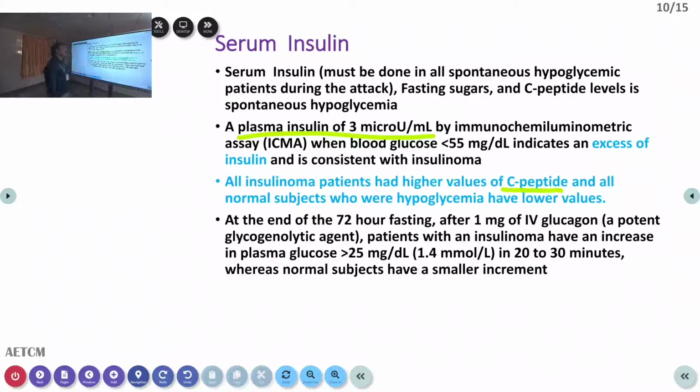C-peptide is a precursor of human insulin. So in insulinoma, both C-peptide and insulin will be higher. So that is very important.